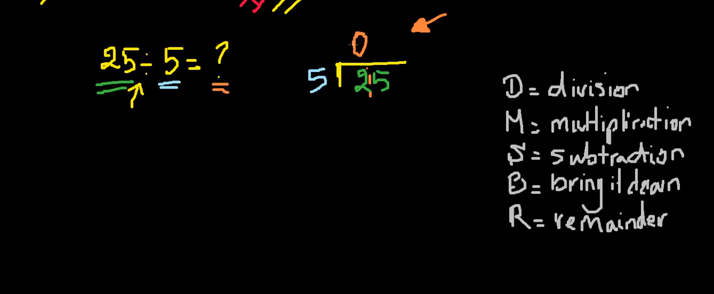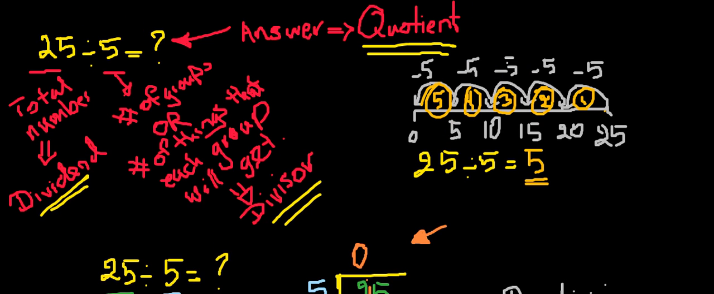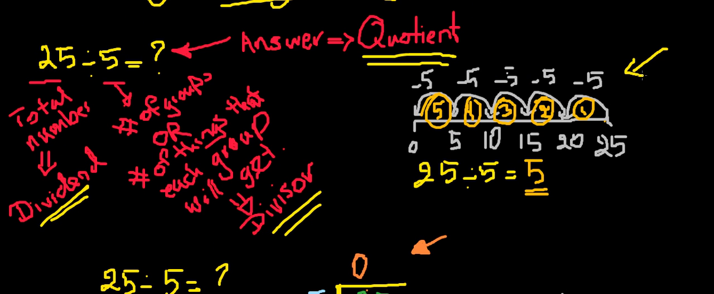Now, once we know that 5 can't go into 2, we're going to look at the next place value. So we're going to combine it: 25. Now I'm looking at the tens and the ones. I'm going to ask myself, how many times does 5 go into 25? Now, we already got this answer. We looked at the number line over here. 5 goes into 25 5 times because we have 5 jumps.